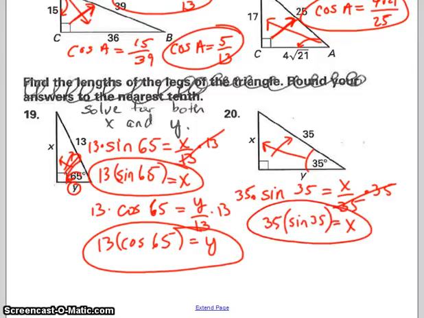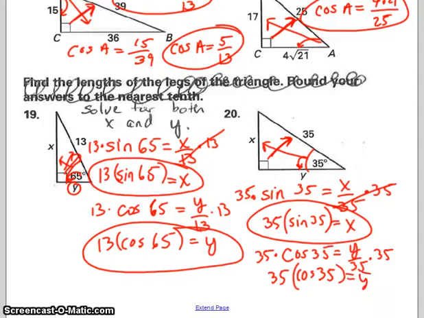For y, we have the adjacent side, which is y, and we have the hypotenuse, 35. So cosine 35 equals y over 35. Solve for y. Get 35 times cosine 35 equals y. Alright.